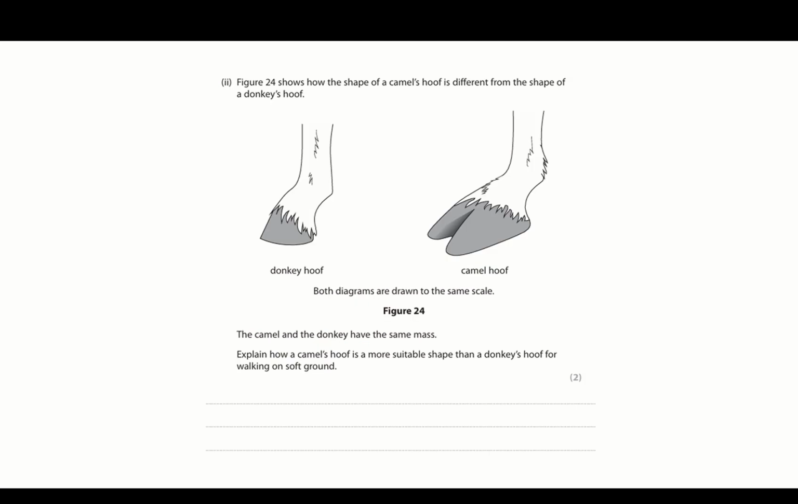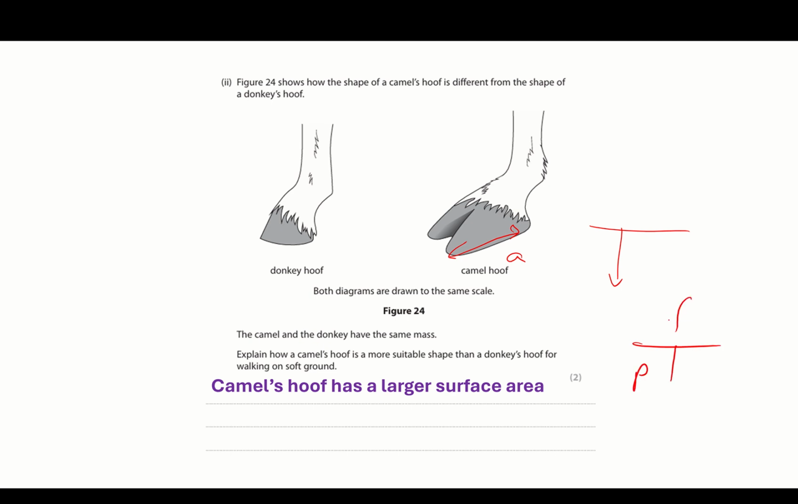Next one, we've got the shape of a camel's hoof versus a donkey's hoof, and we can see this has given us a greater area, and therefore it's less likely to sink into the sand. So camel and donkey have roughly the same mass. Explain how its shape helps it above a donkey on soft ground. So the camel's hoof has a larger surface area. Now, it's the bit we said we've got the same, so we're going to always make the link to the equation P equals F over A. If they've got the same force downwards, if that goes up, this goes down.